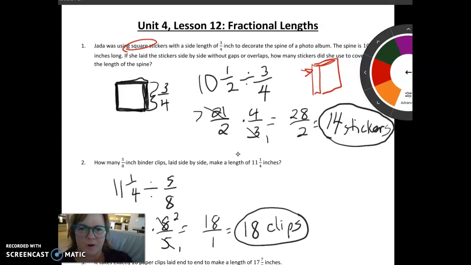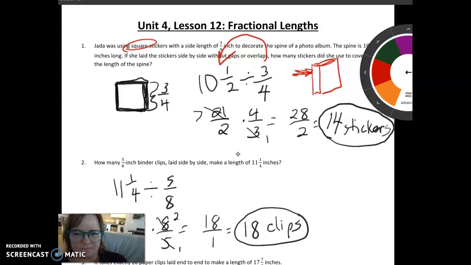So this is a simple division problem where we're going to take the length of the spine of 10.5 and divide it by the length of the sticker, which is 3/4 of an inch. So we're going to figure out how many 3/4 are in 10.5. So our problem is 10.5 divided by 3/4. I'm going to change my 10.5 to an improper fraction. Remember what we do here is we multiply 2 times 10 and then we add 1. So 2 times 10 is 20 plus 1 is 21. So I have 21 halves and I'm dividing that by 3/4, which we know from our previous lesson is the same as multiplying by 4/3. So I've got 21 halves times 4/3.